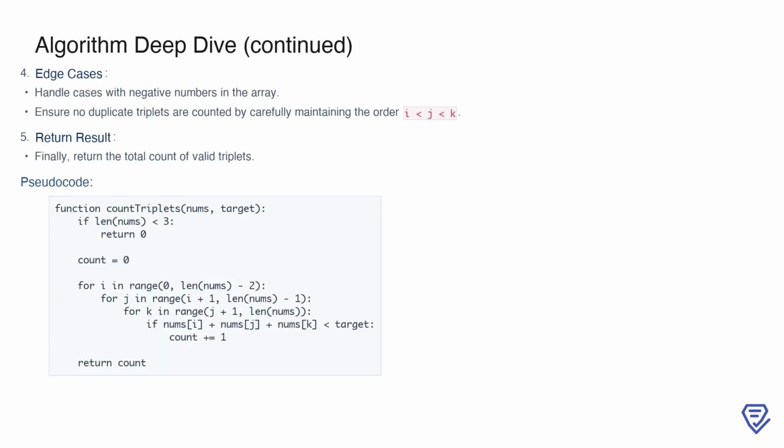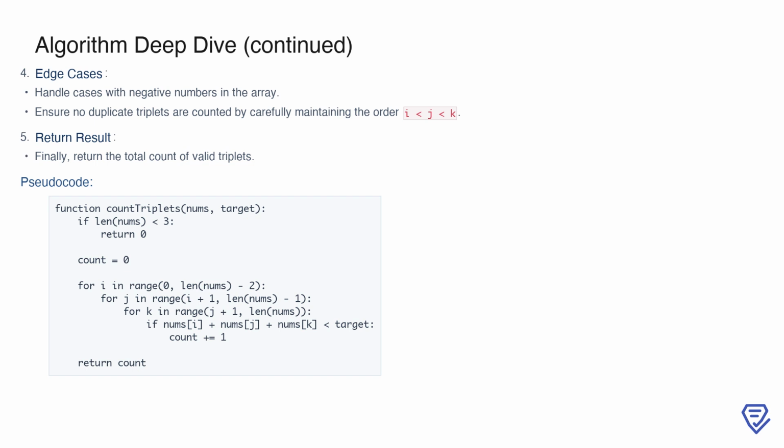To ensure our brute force algorithm is robust, we must handle a few edge cases. For example, arrays with negative numbers should still work correctly since addition naturally handles both positive and negative values. Additionally, the order of indices, where i is less than j and j is less than k, ensures that we don't count the same triplet multiple times. Once all triplets have been evaluated, we return the final count of valid triplets.